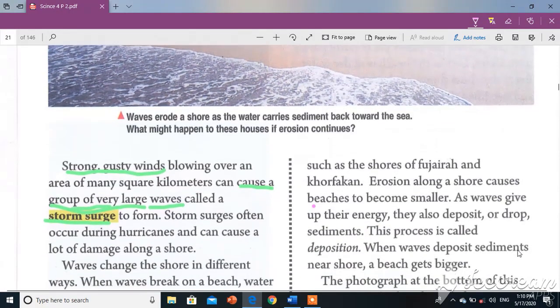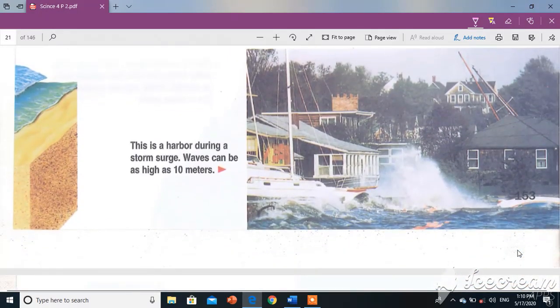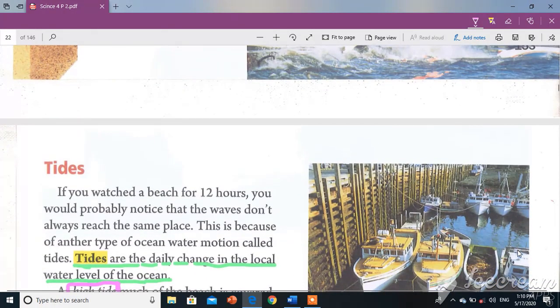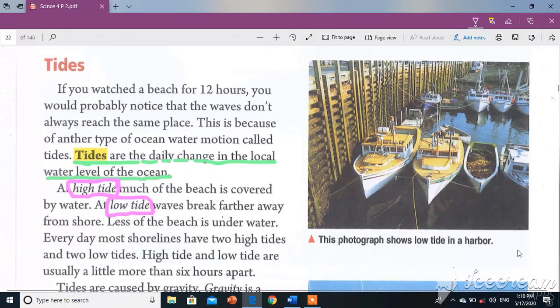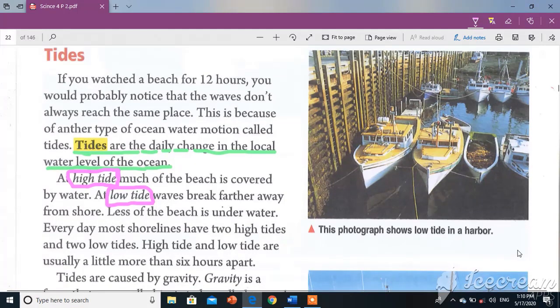Let's go to tides. Open your science book with me, page 154. Tides. What are tides? Tides are one type of ocean movement. Tides are the daily change in the local water level of the ocean. Tides are of two types, high tide and low tide.